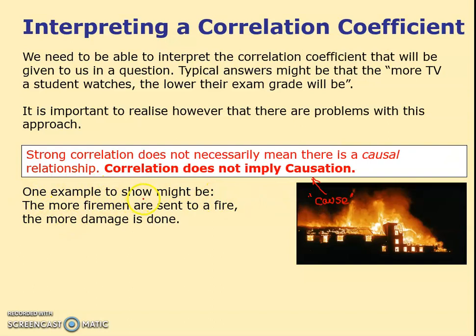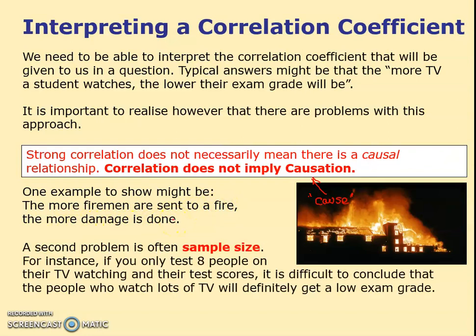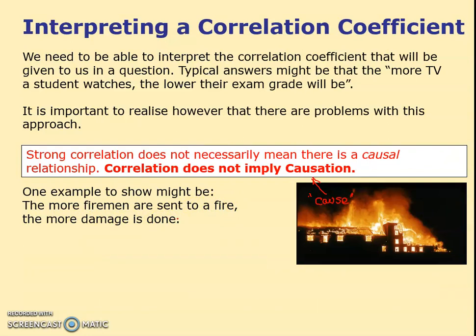One example to show this might be the more firemen that are sent to a fire, the more damage is done. Now, this is probably true, the more firemen are sent to a fire, the more damage is done. But if you think about it for a moment, why would that be the case? Well, you send lots of people to a fire to put out big fires. So there will be lots of damage done when there's a big fire. So you can see that just because this happens does not mean they cause it. No, they don't cause it.